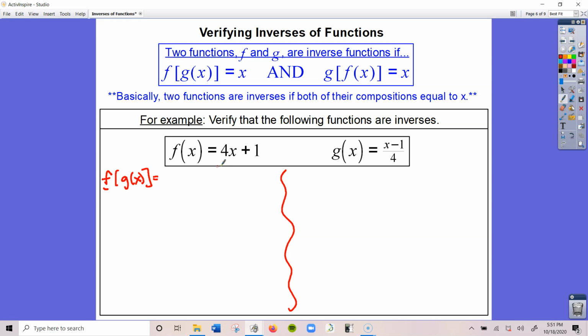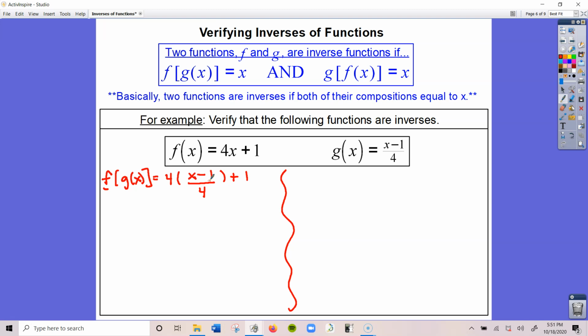So f is the one on the outside, so I'm going to copy down f exactly as I see it. So 4 and then parentheses for the x plus 1. And then inside is g of x, so I'm going to copy down g of x in my parentheses, which is the x minus 1 all over 4.